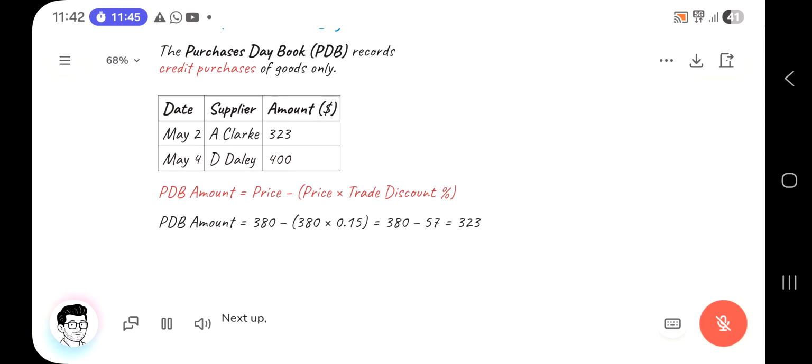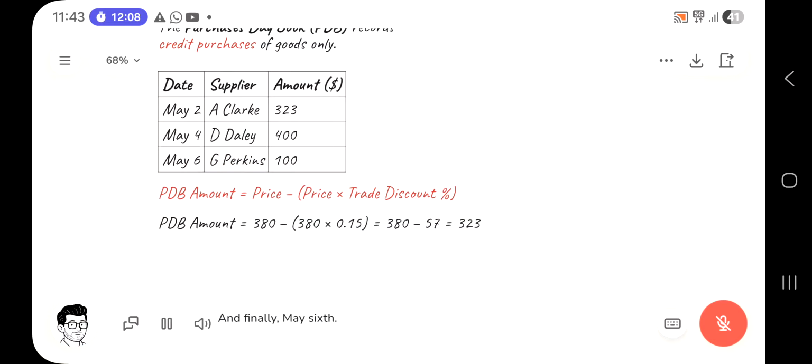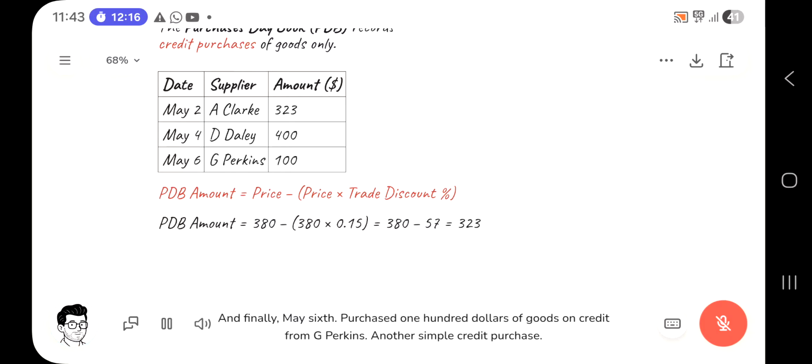Next up, May 4th. Purchased $400 of goods on credit from D. Daly. That one is straightforward, just the full $400. And finally, May 6th, purchased $100 of goods on credit from G. Perkins, another simple credit purchase. Add those three up, 323, 400, and 100. That gives us a total of 823 for the Purchases Day book.